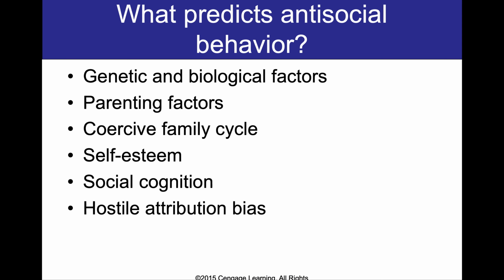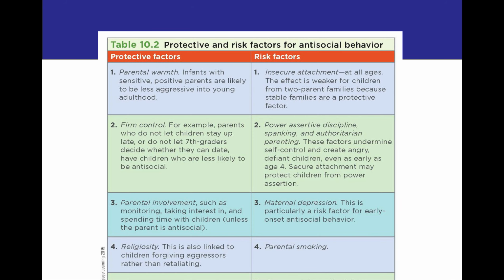Let's look now at what predicts these antisocial behaviors: the genetic and biological factors, the parenting factors, the coercive family cycle, the self-esteem, the social cognition, and the hostile attribution bias. Now, here we have the protective factors and the risk factors. If we have parental warmth in the infants, they are going to be sensitive. They're going to have positive parents that are likely going to lead to, they are going to become positive parents, and they're likely going to be less aggressive into their young adulthood.